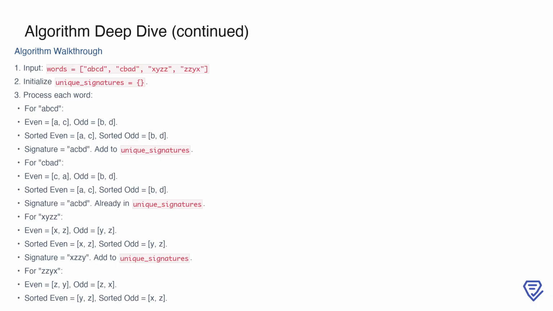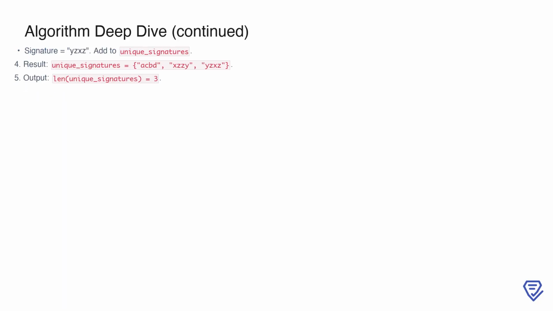Since this signature already exists in the set, it is not added again. Moving to XYZZ, the even characters are X and Z, and the odd characters are Y and Z. After sorting, the signature becomes XZZY, which is added to the set. Finally, for the word ZZYX, the even characters are Z and Y, and the odd characters are Z and X. Sorting these gives YZ and XZ, and the signature YZXZ, which is added to the set.